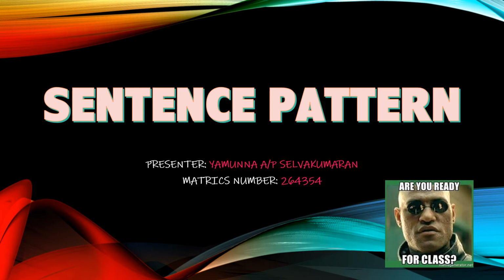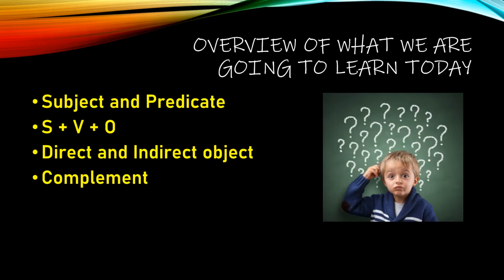Today I'm here to share some knowledge about sentence pattern. So let's get started. This is an overview of what we are going to learn today. First, we're going to learn about subject and predicate. Secondly, we're going to learn about what S, V and O are. Thirdly, about direct and indirect objects. Finally, we're going to learn about what a complement is.